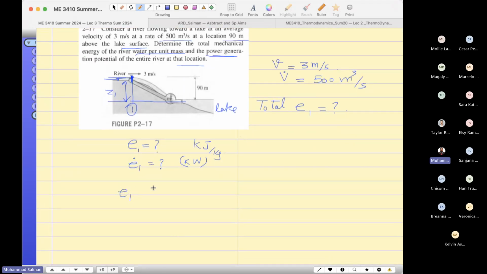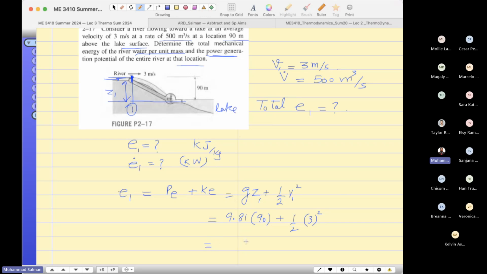I'm going to write down the specific energy, or the energy per unit mass, due to the potential energy plus kinetic energy. I would say small e, so that you should not get confused, since small letters are usually per unit mass. So we can write gz plus half V squared, V1 at location 1. G is 9.8, Z1 is 90, half V1 is 3 squared.